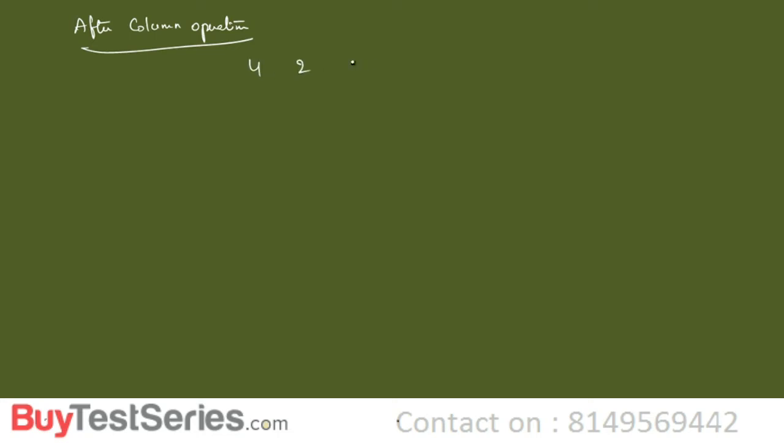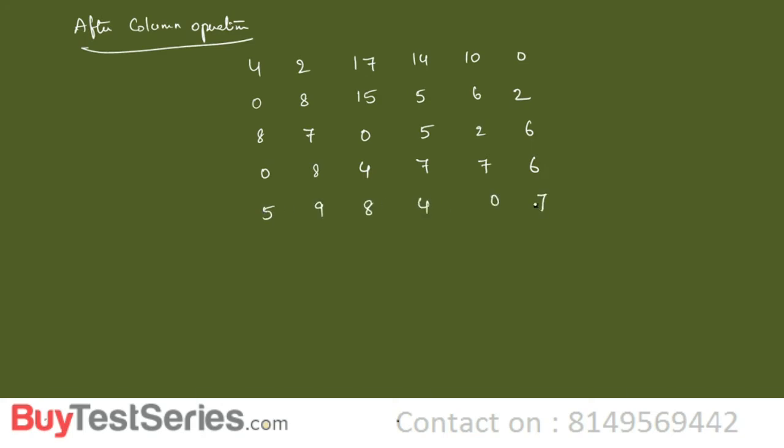So 4, 2, 17, 14, 10, 0, 0, 8, 15, 5, 6, 2. We need to put these steps, okay, because we need to get marks in the exam. So 8, 7, 0, 5, 2, 6, 0, 8, 4, 7, 7, 6. Then we have 5, 9, 8, 4, 0, 7. Then we have 0, 0, 0, 0, 0, 0. Done.